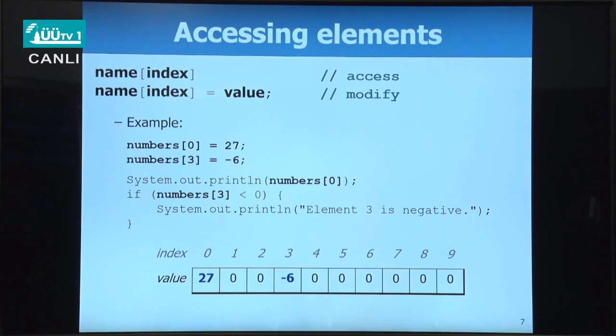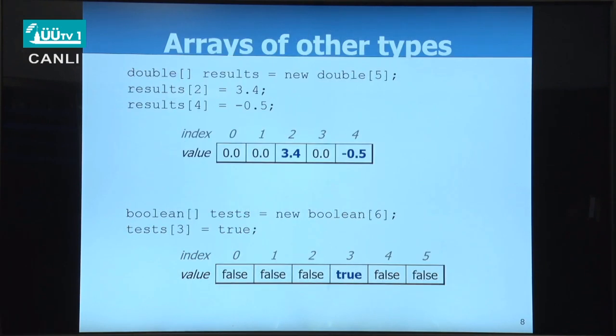Is this the case? Yes. If you go look at the array given below, we know that index 3 is equal to -6, which is the case. Then we print element 3 is negative. So in this example, you see how to declare a double array. So we have double results, new double 5.